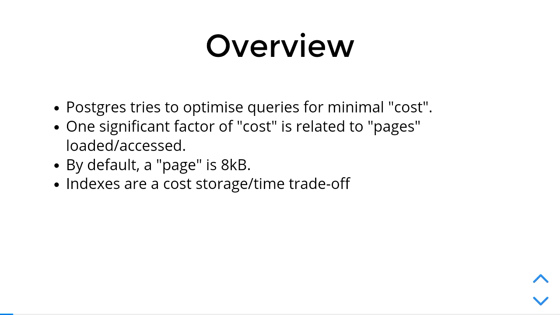By default in Postgres, a page is 8K. Seems a little odd for anyone who's used to storage, but it's chosen. Think about it as 8K chunks of data. Indexes in general are a cost storage time trade-off. So you are actually spending more on storage in order to get a faster query.